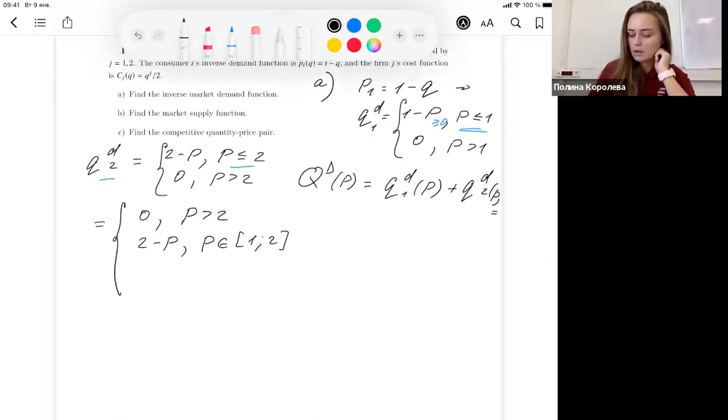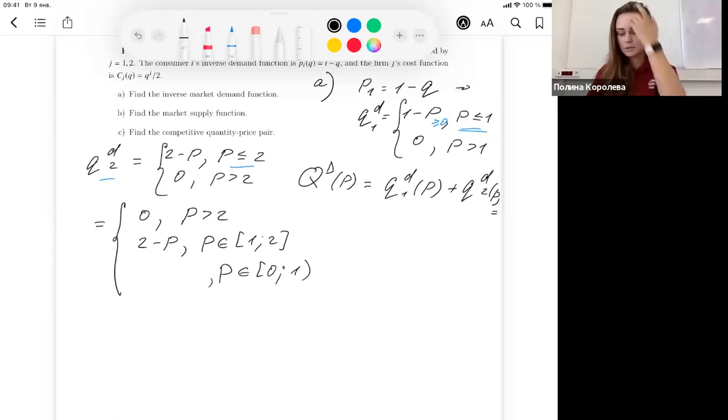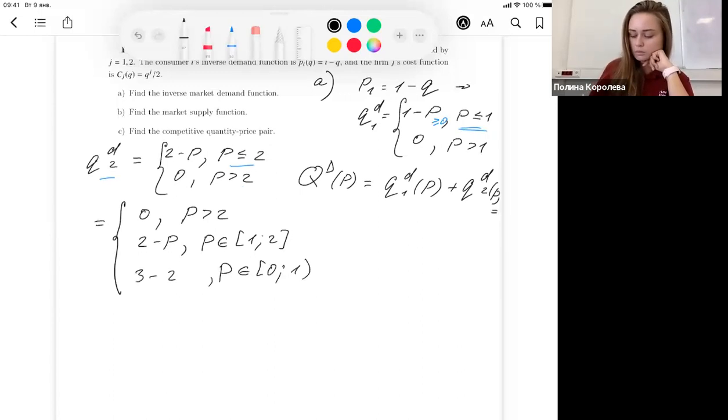And then if price belongs from 0 to 1, both consumers demand the good. So we should sum up their demands. So here 1 minus P plus 2 minus P. This will be 3 minus 2P. So now we found their market demand function. Easy. Please, questions? Okay, we will continue.